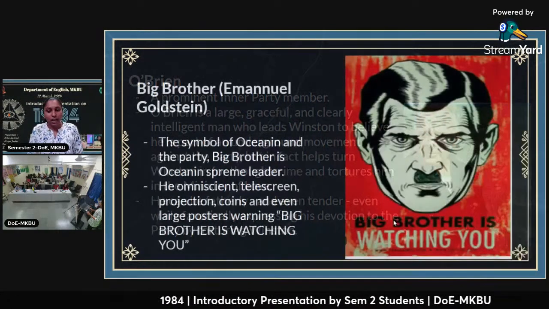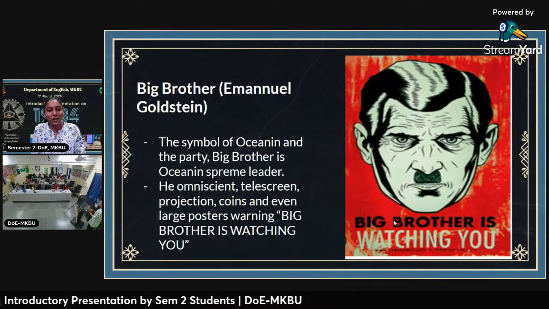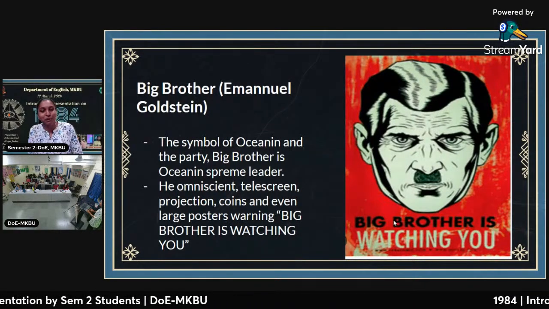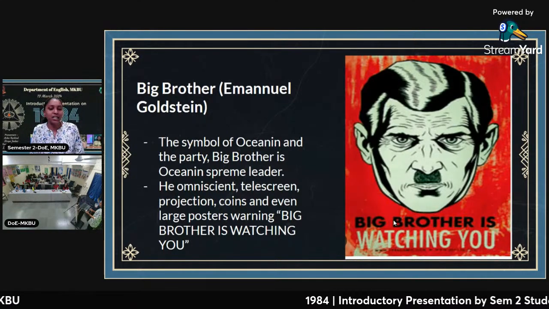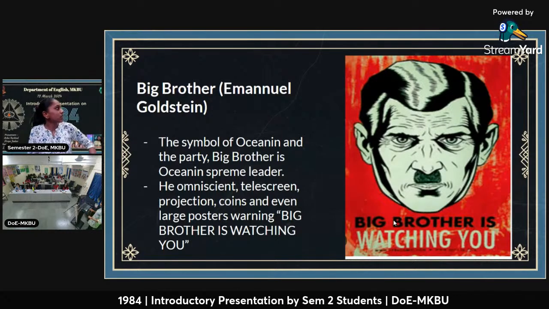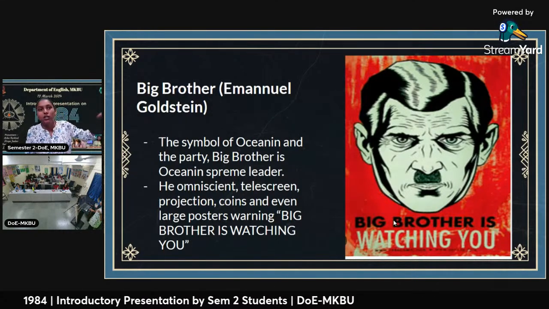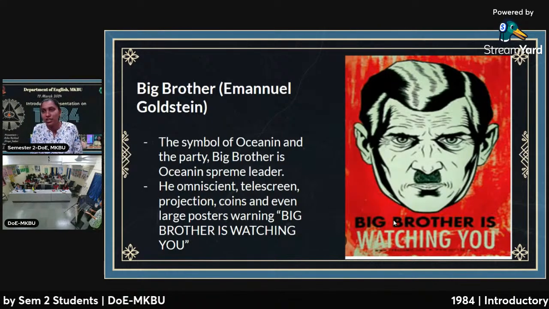And yes, this is Big Brother, and not Amit Shah. Here we can say the name is Emmanuel Goldstein, the symbol of Oceania and the party. Big Brother is Oceania's supreme leader. As you can see in the picture, just imagine these kinds of pictures rolling over in our class. See how it is pointing at us.